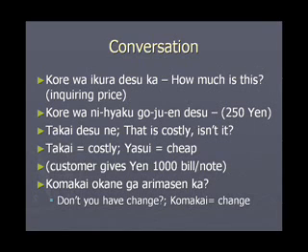So let's say you settle on a price and then you give him a 1,000 yen bill or note. For 250 yen, if you give 1,000 yen, that's a little on the higher side, so he has to give a lot of change. So he will ask you, komakai okane ga arimasen ka? Komakai okane means change money. Do you have change money? Arimasen ka? Negative question.